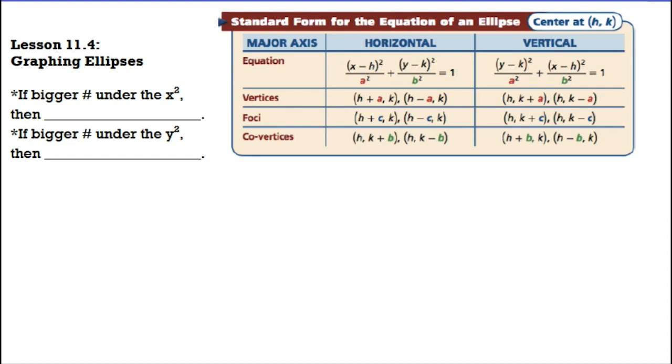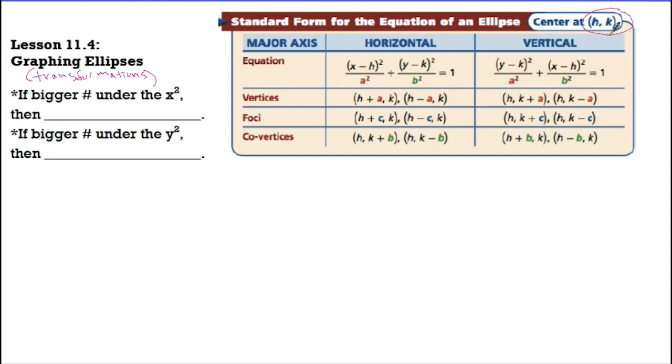Lesson 11.4, graphing ellipses. And we're going to throw a little twist in here. We're going to graph them with and without transformations. What we mean by that is that sometimes the center is at the origin, and sometimes it's not. If it's transformed, as in if it's moved left or right or up or down, we're going to look at just translations, I guess. We're going to change the center. So the center is going to change.